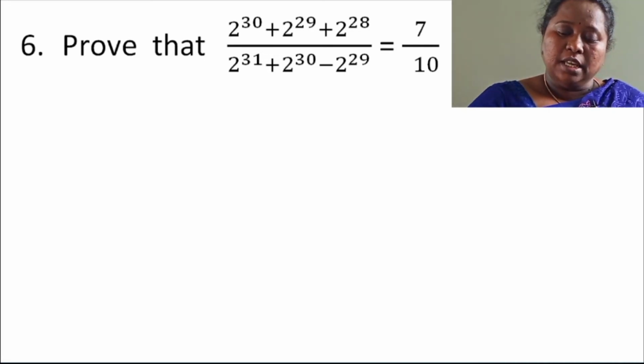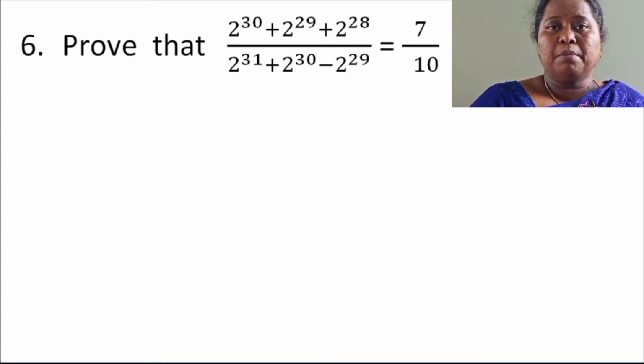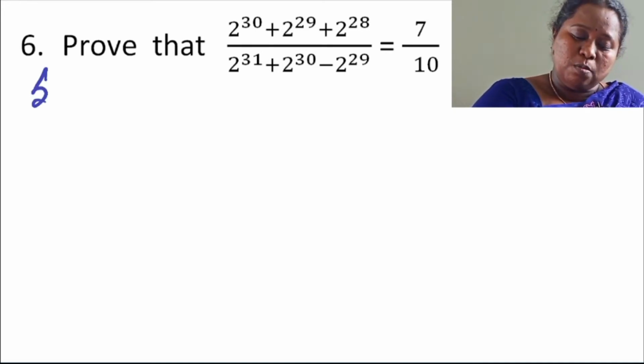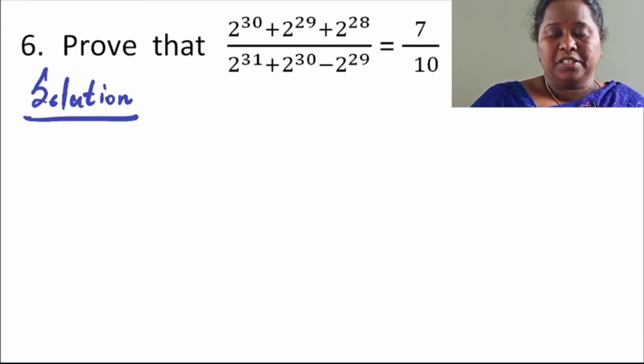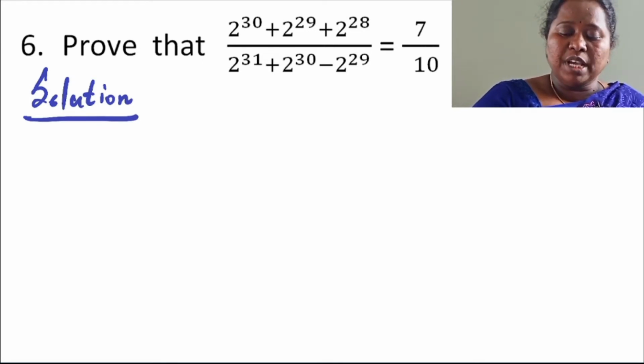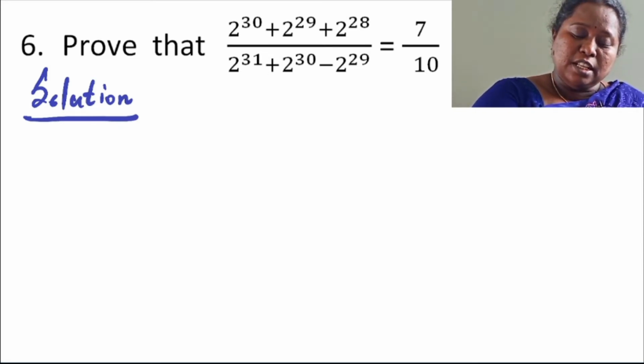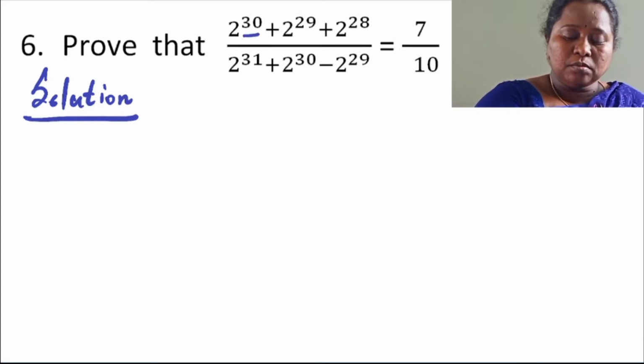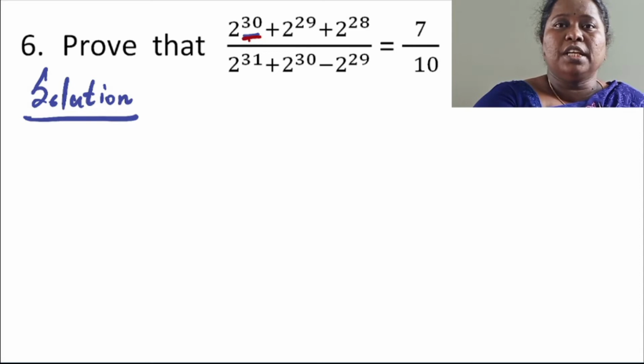2 power 30 plus 2 power 29, divided by 2 power 31 plus 2 power 30 minus 2 power 29. See here, in this problem the terms are connected by addition and subtraction. We have to prove that it is 7 by 10. In such a case we have to take the common terms outside. How to take? In the first term we have power 30, in the second term the power is 29, and in the third term we have 28.